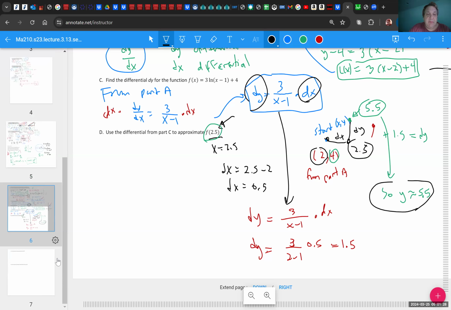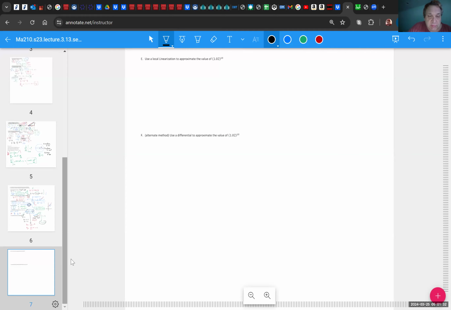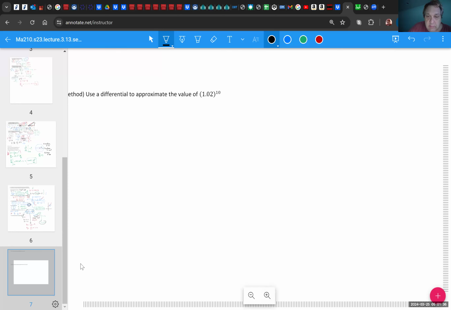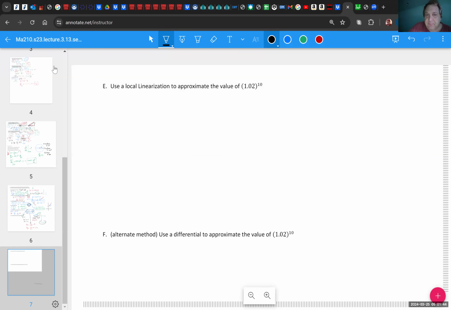All right, so the last problem is over here. Let me zoom in a little bit. We have a problem where we're doing an approximation, and we'll do it both ways, using the differential and using the local linearization. So part E says use the local linearization to approximate the value of 1.02 to the 10th power.